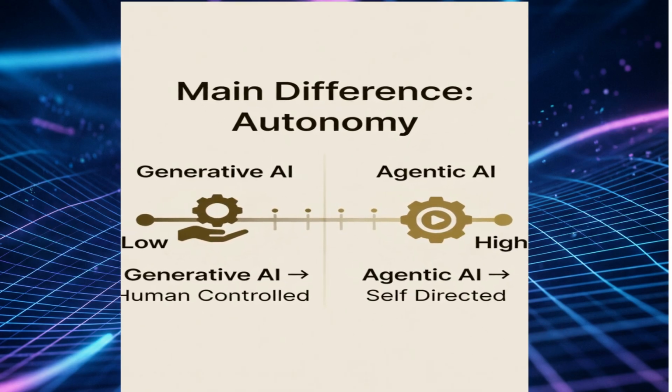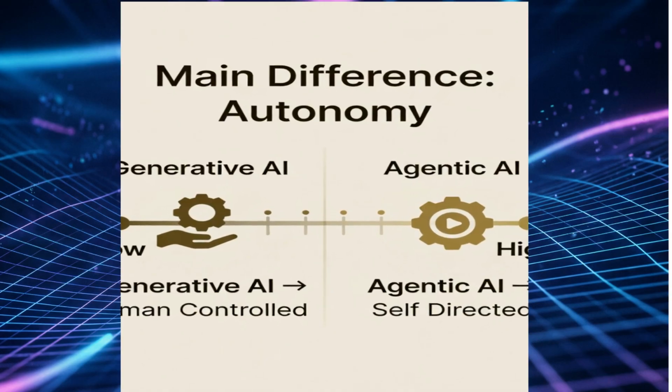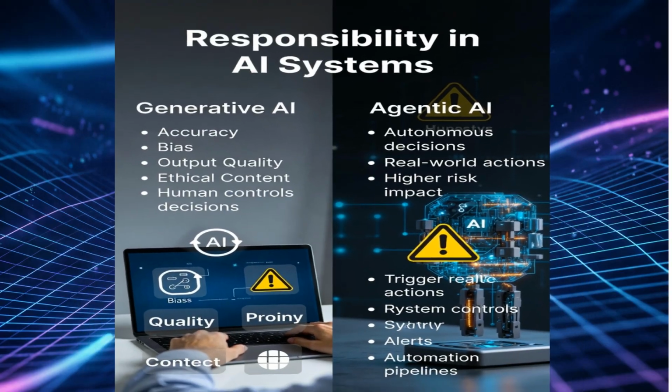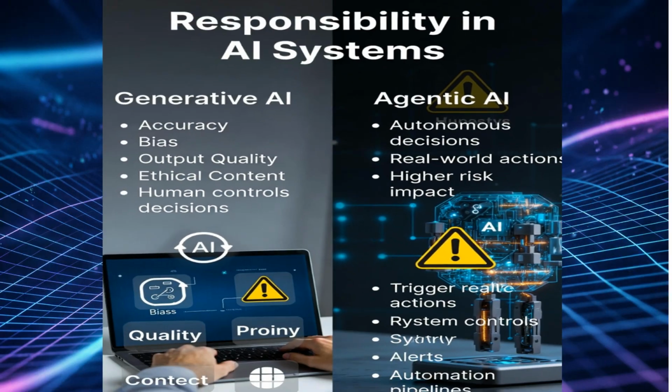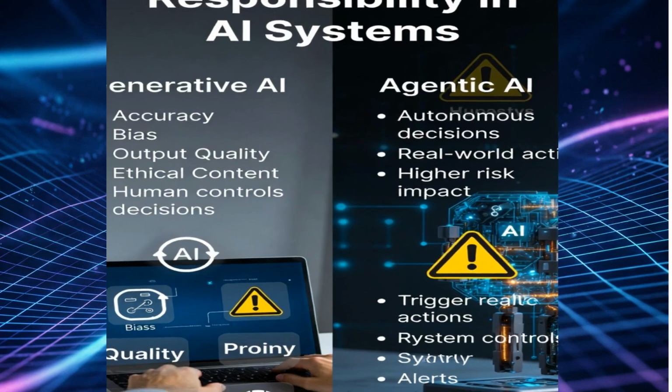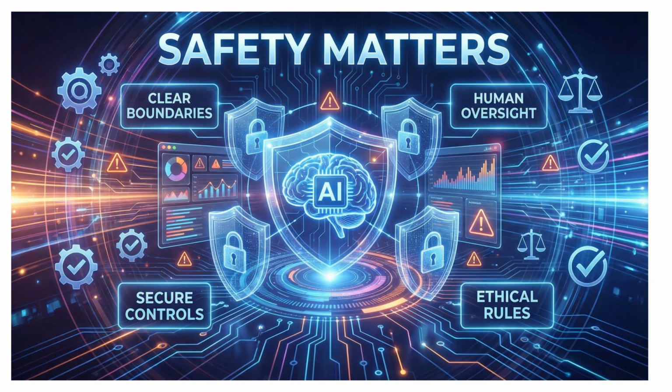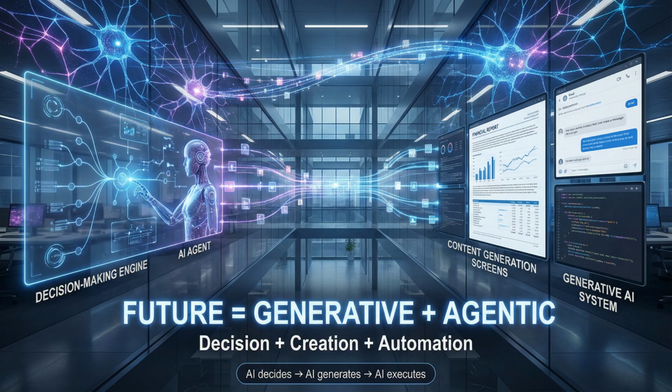Now let's talk about safety and control. With generative AI, the main concerns are accuracy, bias, quality of output, ethical content. Since humans control the prompts, humans remain responsible for decisions. With agentic AI, the responsibility increases because it makes autonomous decisions. It can trigger actions in real systems. Mistakes may have real-world consequences. That's why agentic AI requires clear boundaries, strong governance, monitoring systems, human oversight. Organizations must carefully define what the agent is allowed to do and what it must never do.